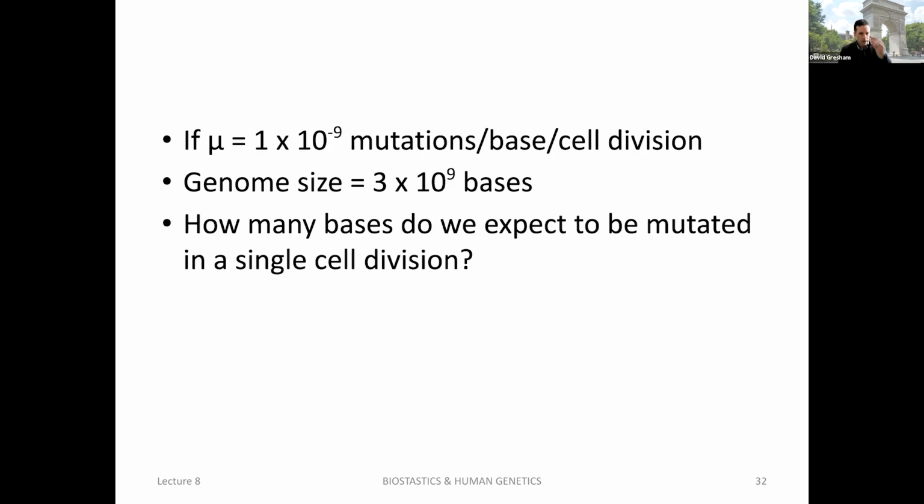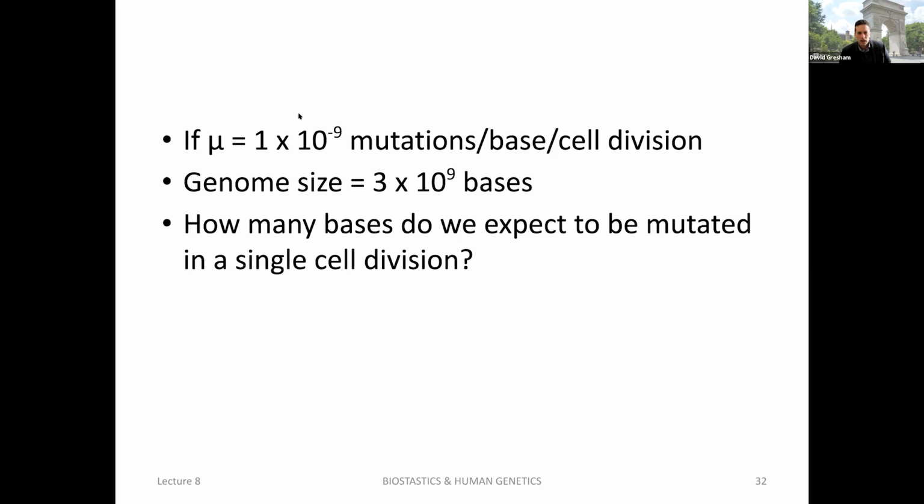And so I want to think about the number of mutations that we can expect. On average, the probability that any single site in the human genome is mutated through the process of cell division is extremely low. 1 times 10 to the negative 9, which is 1 in a billion. So we get 1 in a billion mutations per base per cell division. Very, very low probability that any base will be mutated. But we have 3 billion bases. We have many, many, many bases.